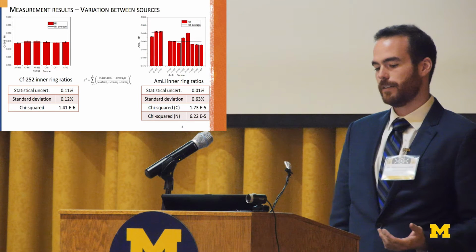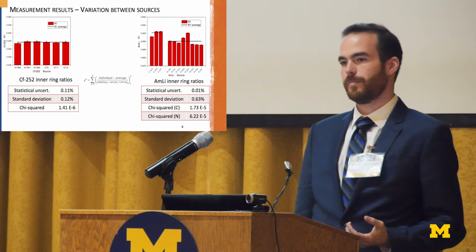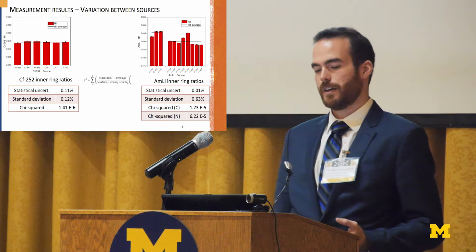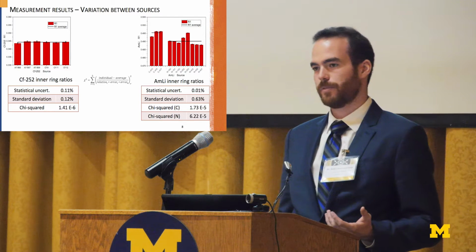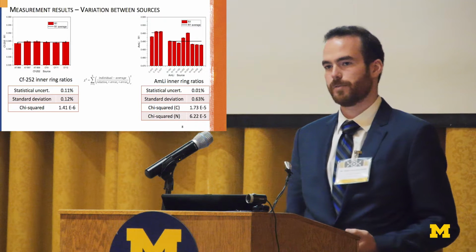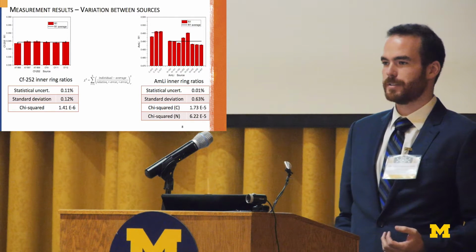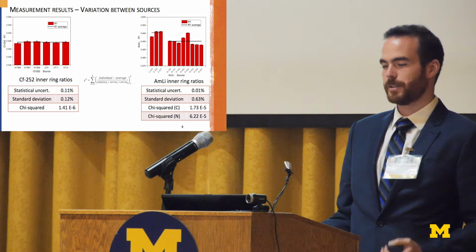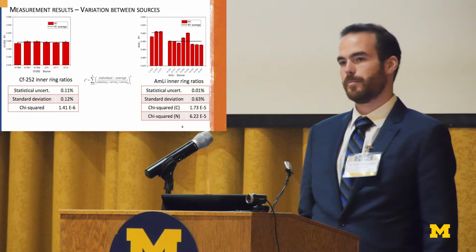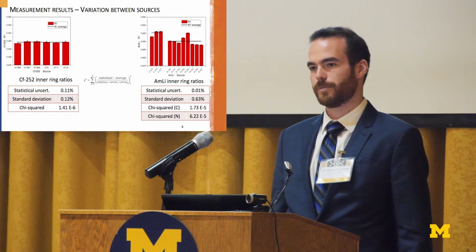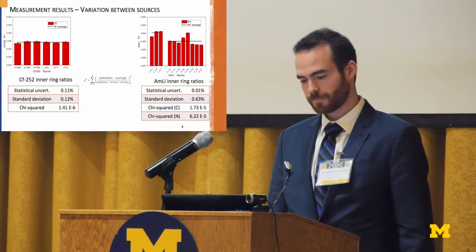But the other way to look at it is that for the californium, the statistical uncertainty and the standard deviation between these ring ratios means that the californium sources are almost indistinguishable from each other, whereas that's very not true for the AMLI sources, where the standard deviation is much higher than the statistical uncertainties in the measurements, and the standard deviation is about 5 times higher than it is for the californium measurements.